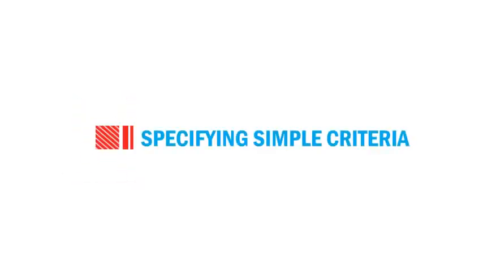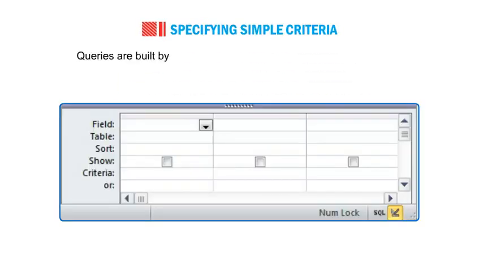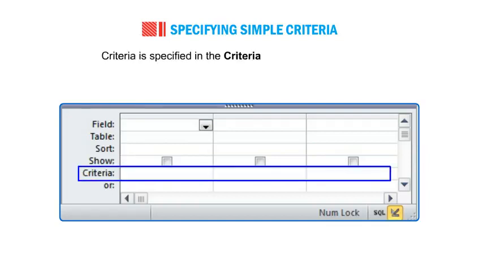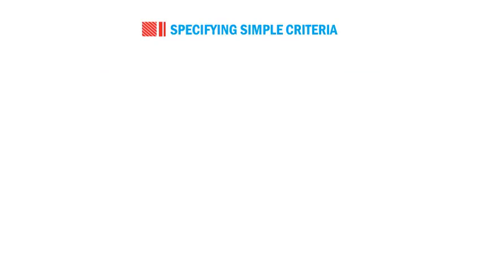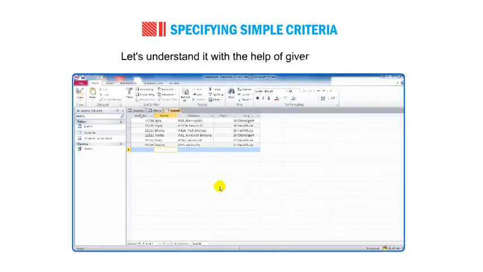Let us understand how to specify simple criteria. Queries are built by defining a specific search condition, that is, a criteria. Criteria is specified in the Criteria row of the design grid. Specify the criteria value and the data will be filtered accordingly in the query output. Let's understand it with the help of a given example.